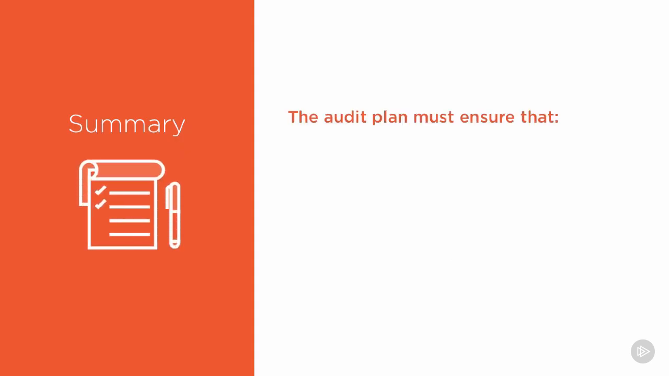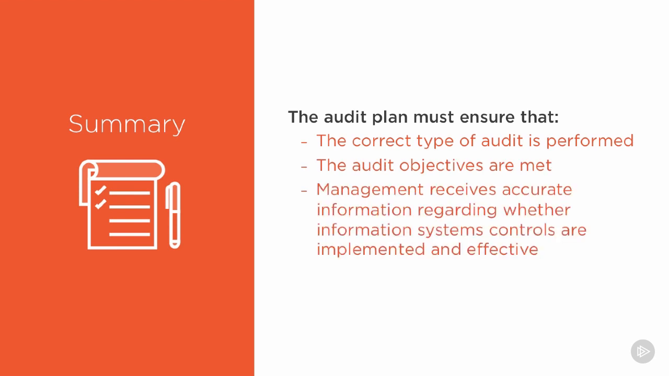In summary, we develop an audit plan to ensure that we are doing the correct type of audit that will meet our audit objectives. We also ensure that management is receiving accurate information, that the audit has provided management with a clear picture of whether or not the risk is being appropriately managed and whether or not the information system controls that we have in place were properly implemented, are being properly maintained, and are effective in mitigating risk.